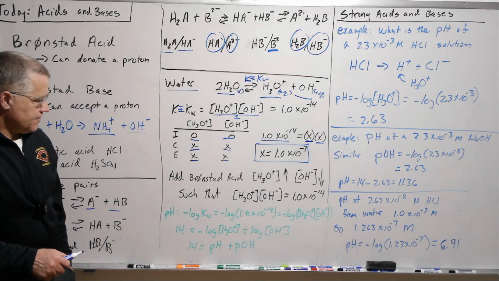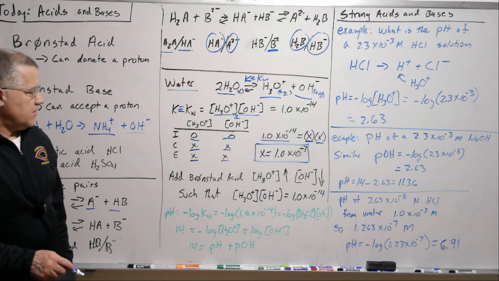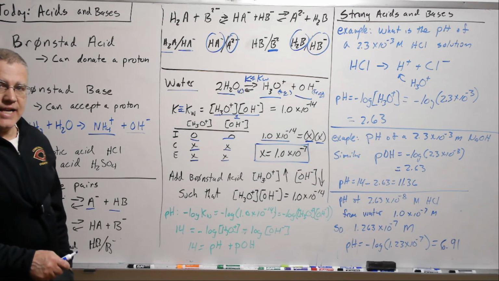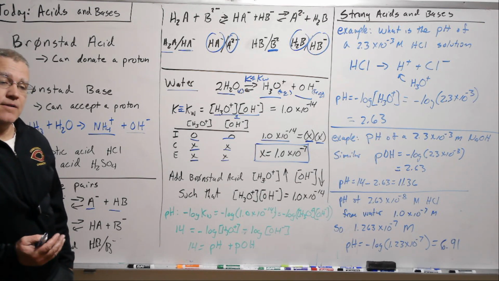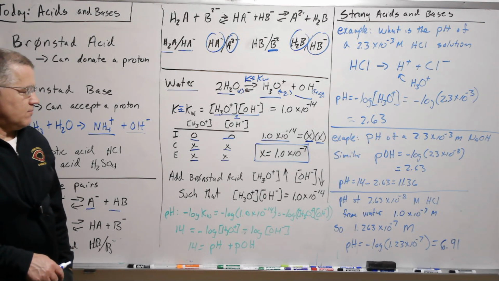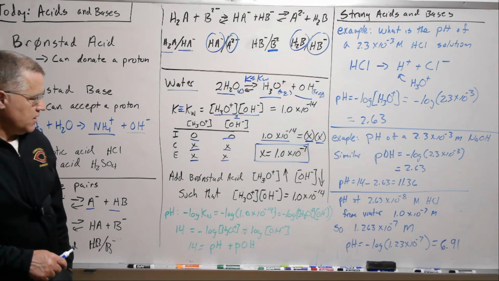And so in water, the concentration of H plus equals the concentration of OH minus, and that concentration is 1 times 10 to the minus 7. So if we take minus the log of that, we get a pH of 7. So that's where we get the pH of 7.